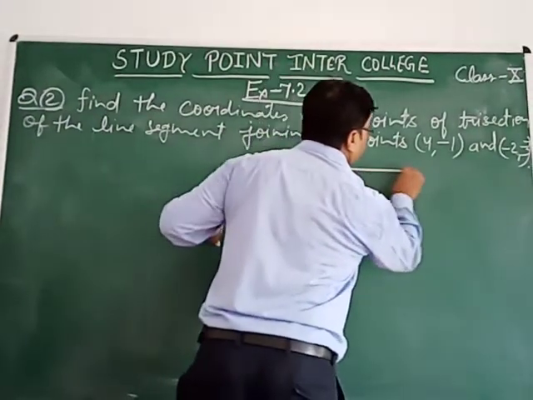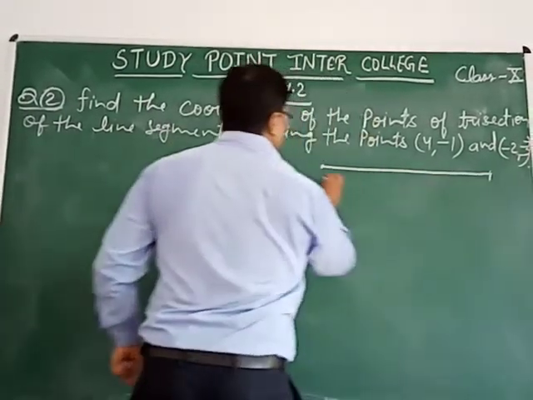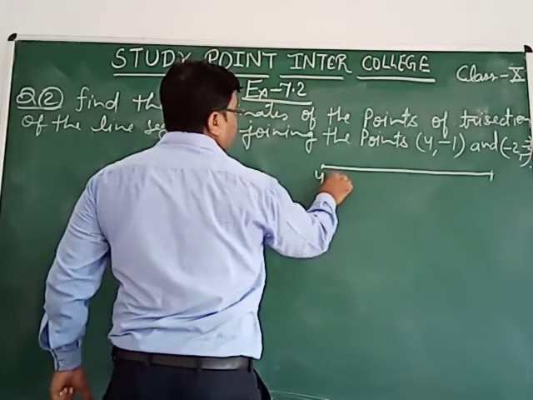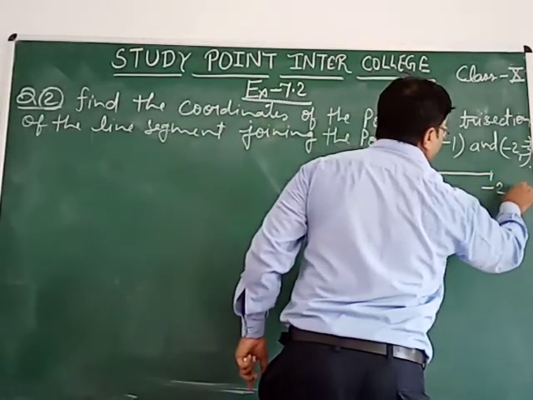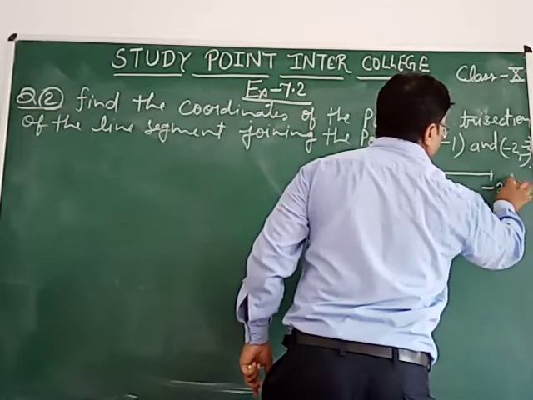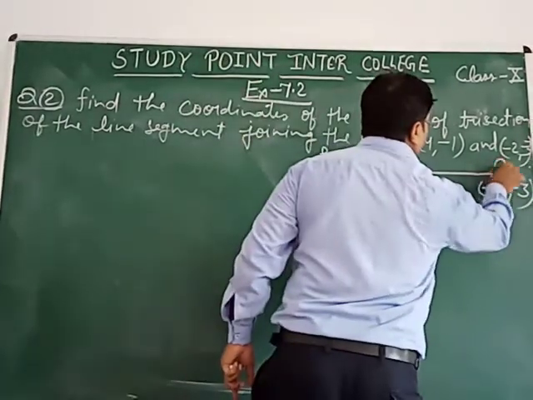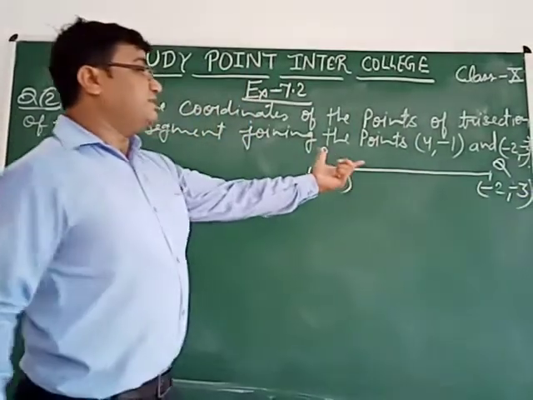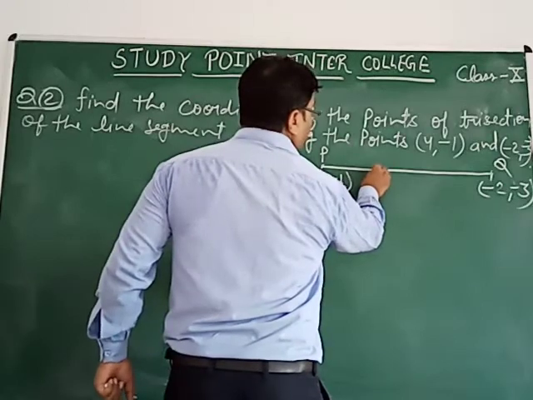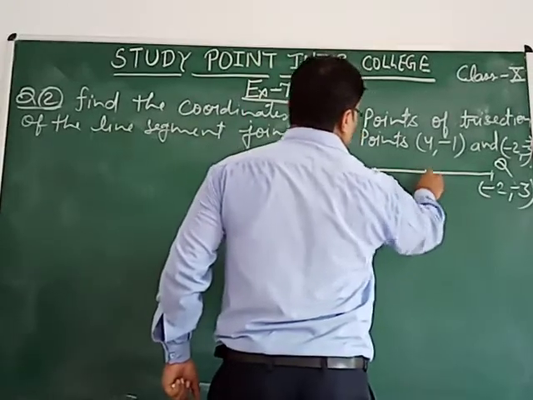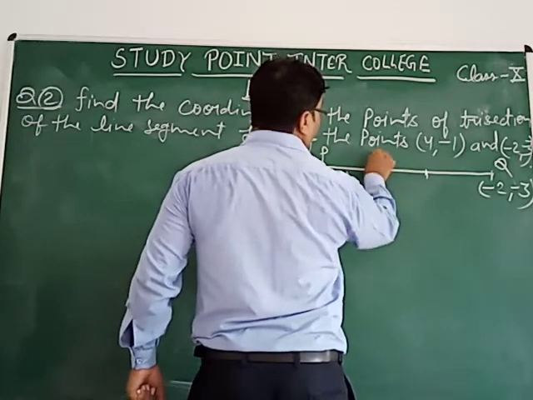Suppose this is the line segment joining these 2 points, 4, minus 1. This is the line segment PQ. We have to divide this line segment into 3 equal parts. P, Q, R, S.